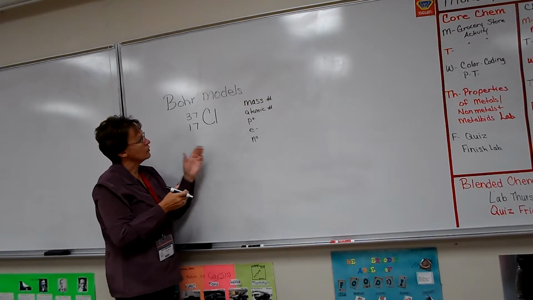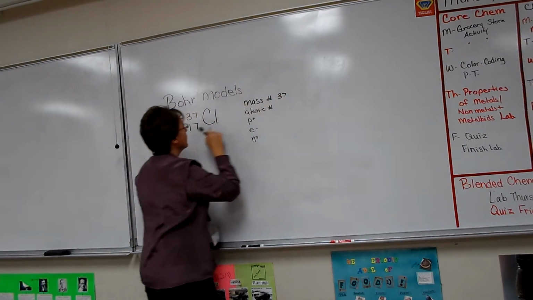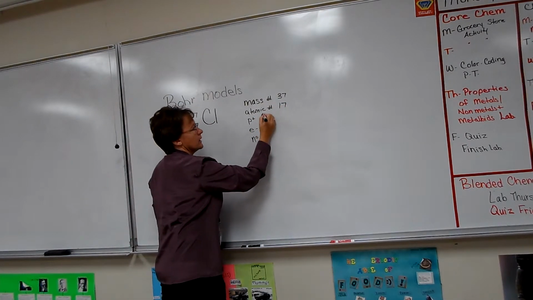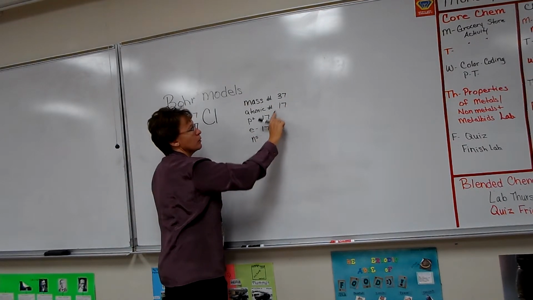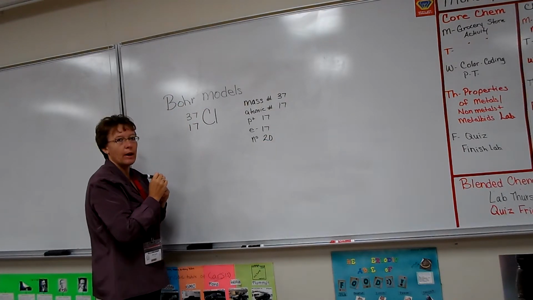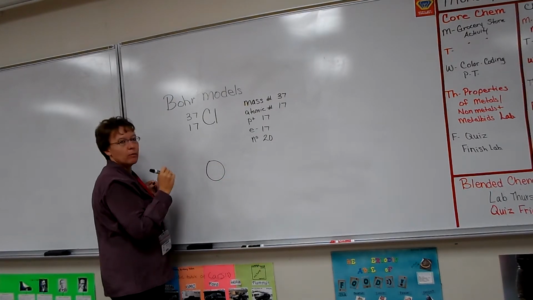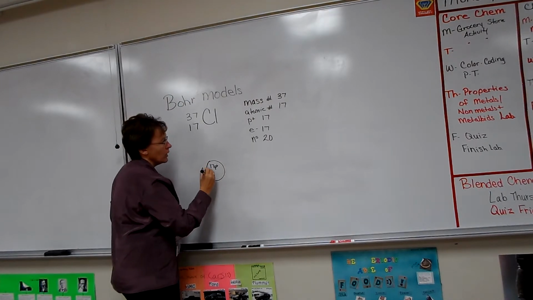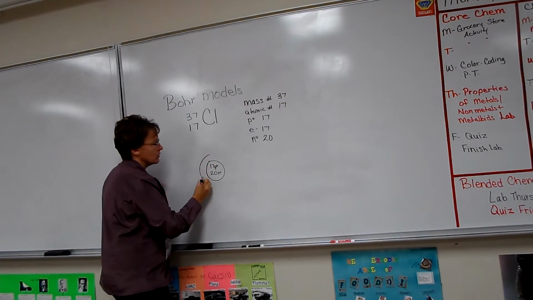Okay, got it figured out? You should be back. So, did you get that the mass number is 37? The atomic number is 17. That tells us there are 17 protons and 17 electrons. We subtract the number of protons from the mass number, we have 20 neutrons in our atom. So if we go to draw our Bohr model for this atom, in our nucleus, we have 17 protons, we have 20 neutrons, and then we draw our energy levels.